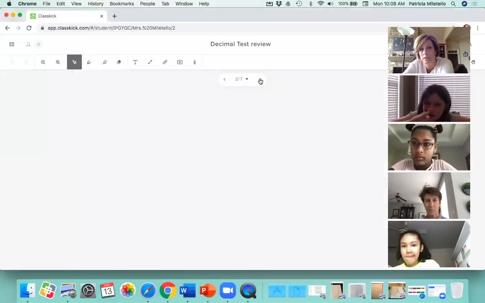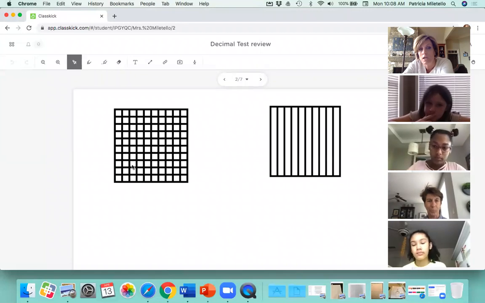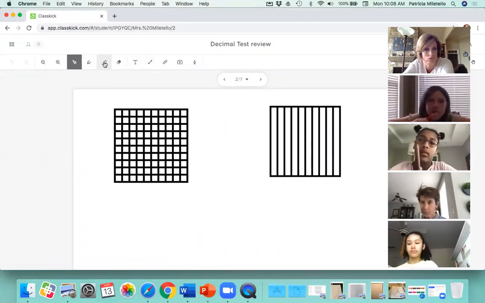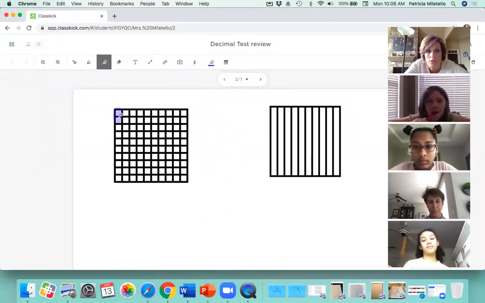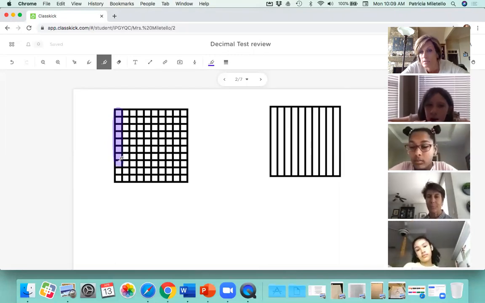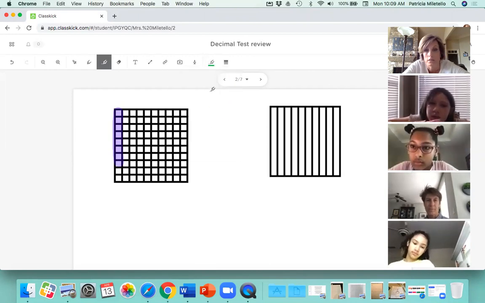Here's a hundredth chart. Let's do a highlighter. How about blue? 1, 2, 3, 4, 5, 6, 7, 8. That's 8 hundredths. Let me make a different color. Green. On this side of the chart, I'm going to do 80 hundredths.